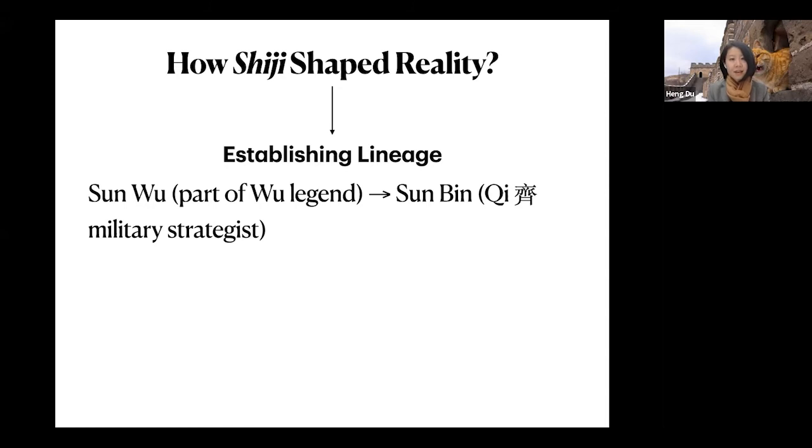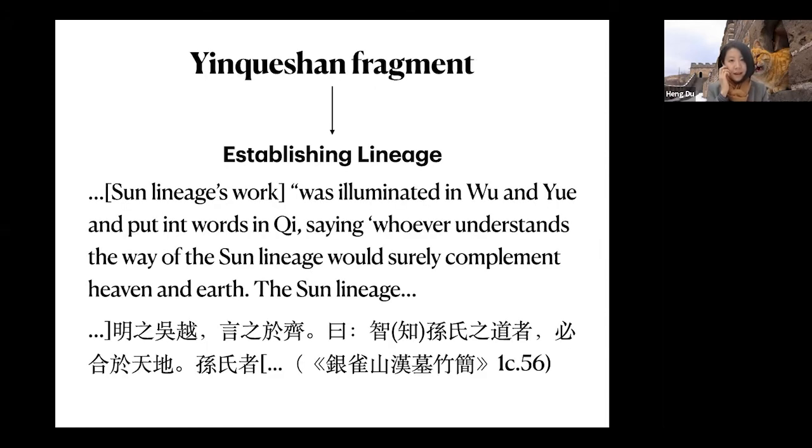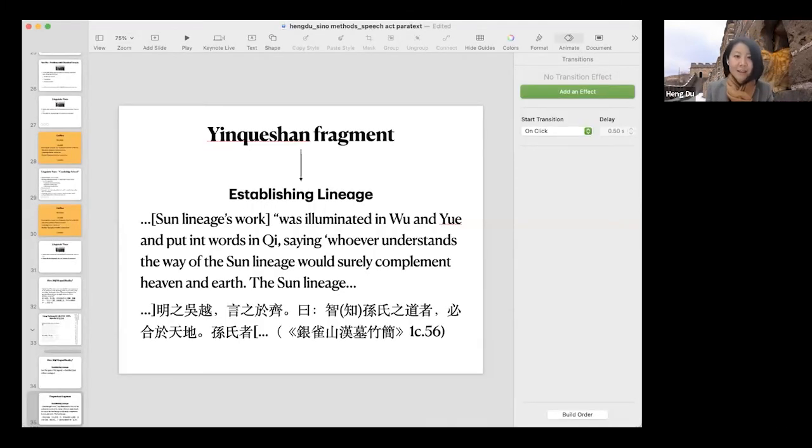Sun Bing, who is a military strategist of the Qi state. And this desire to associate these two figures is not just limited to the Shiji. We recognize potentially the same argument among the Yinqueshan manuscripts, because we have this fragment that probably says the work of the Sun lineage was illuminated in Wu and Yue but put into words in Qi, saying whoever understands the way of the Sun lineage would surely complement heaven and earth, the Sun lineage, and so on.